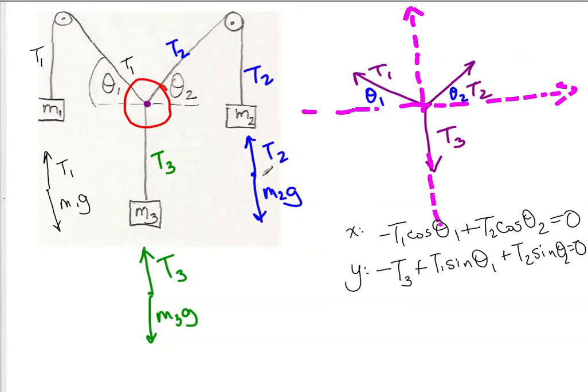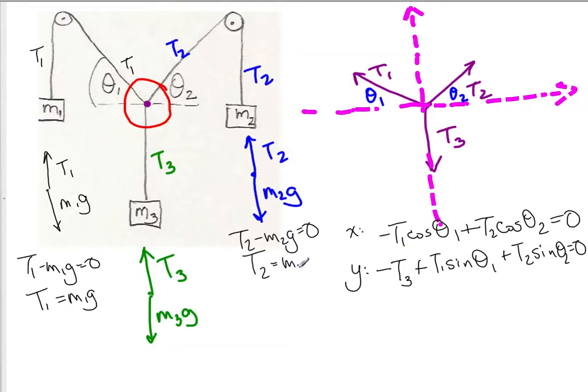Now if I look at these other 3 free body diagrams, I can pretty quickly get these equations. T1 minus M1G equals 0, which tells me T1 is equal to M1G. From this one, T2 minus M2G equals 0, which tells me that T2 is equal to M2G. And lastly, same thing for T3 and M3.